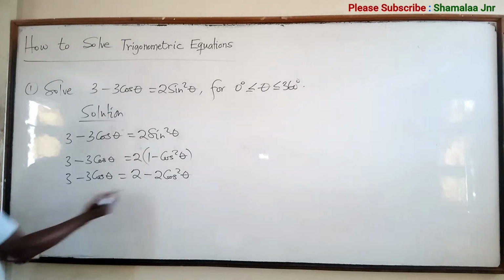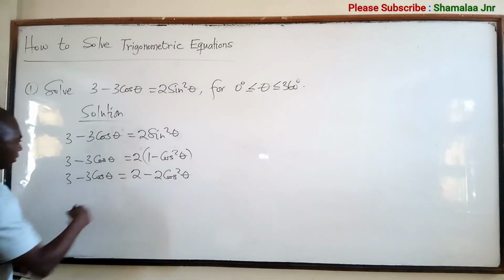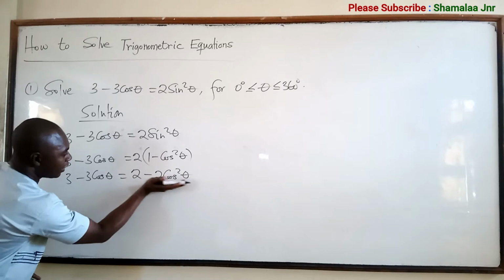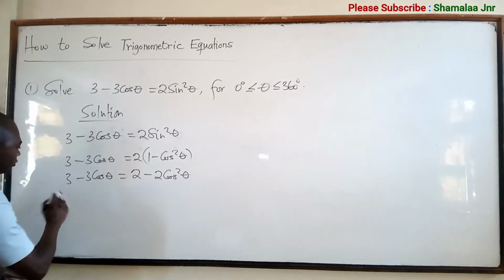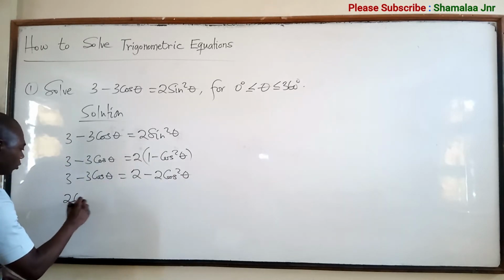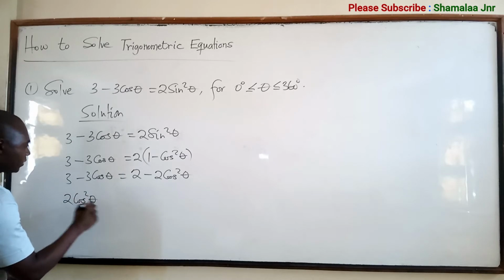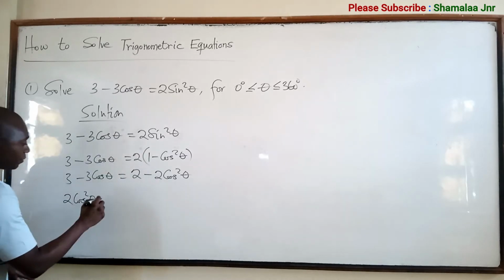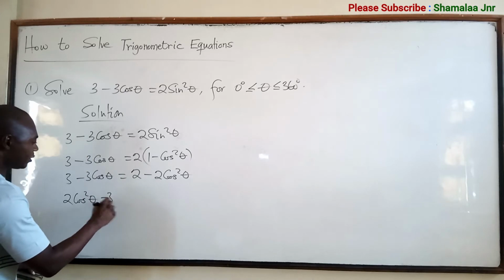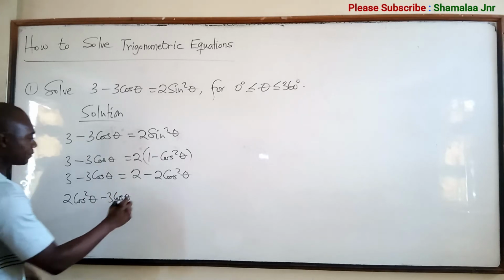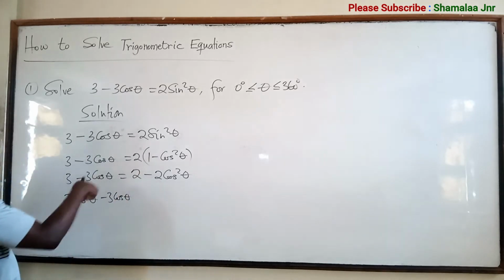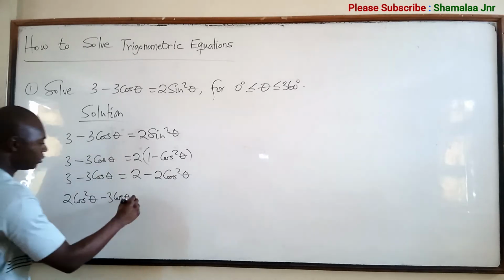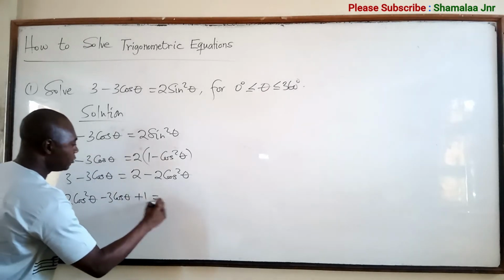Now let's rearrange this one. Everything here crosses the equality sign. This one will be 2 cos squared theta positive because it is negative; when it crosses, it has to be positive. Minus 3 cos theta. When 2 crosses it becomes negative 2, so 3 minus 2 will be plus 1 is equal to 0.